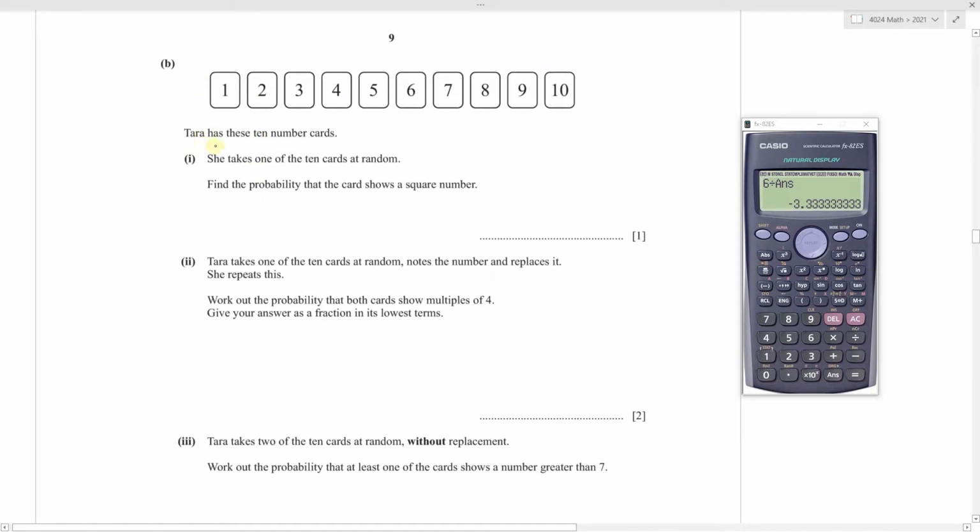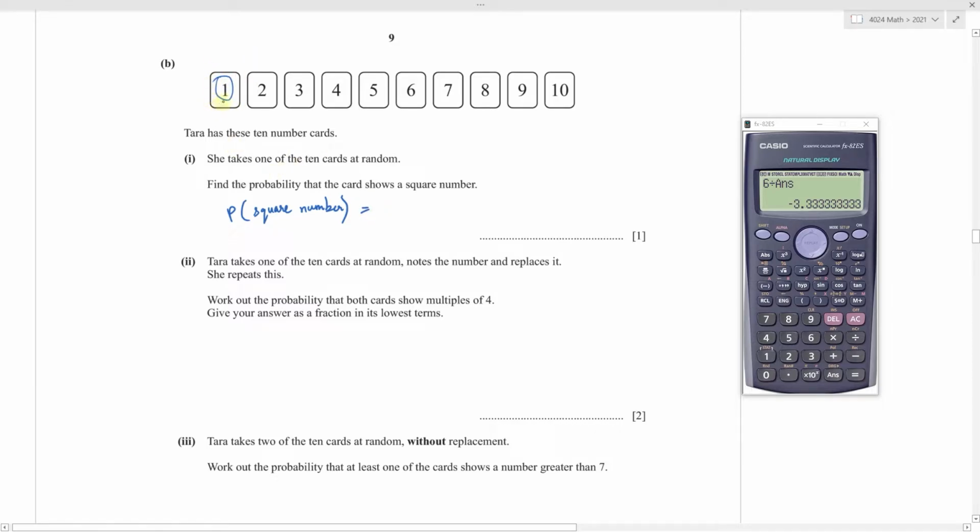Part B is Tara has these 10 numbers 1, 2, 3 till 10. She takes one of the 10 cards at random. Find the probability that the card shows a square number. So probability that you get a square number.